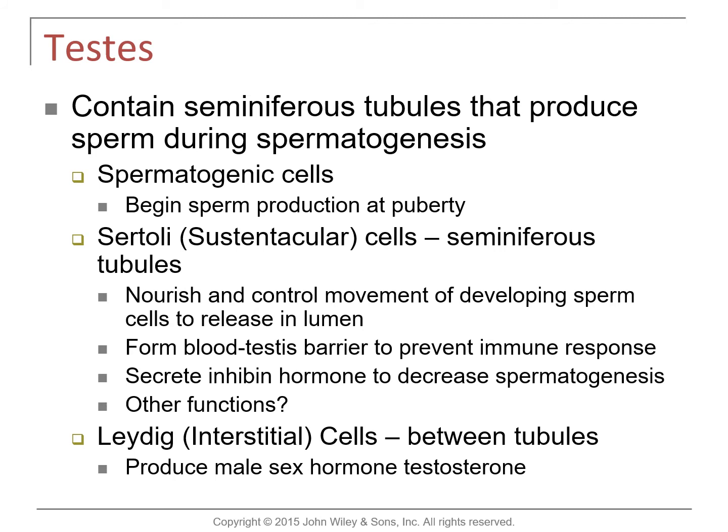The other major cell types that are found in the testes are the Leydig or interstitial cells, and these are located between the seminiferous tubules. These are the cells that bind luteinizing hormone from the brain, the anterior pituitary, and lead to the production of the male sex hormones, testosterone being the most common form.